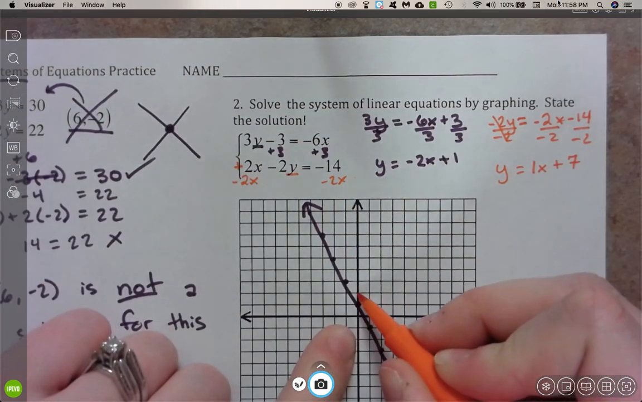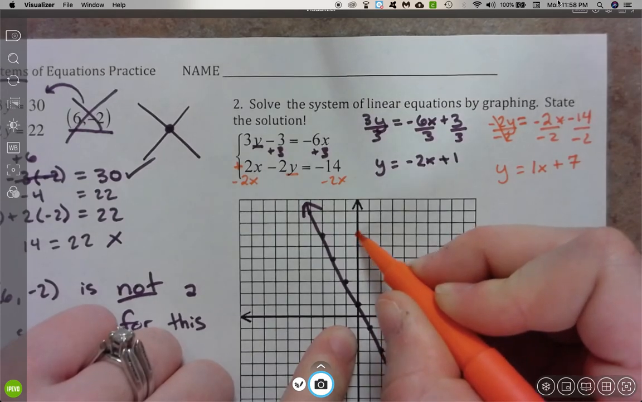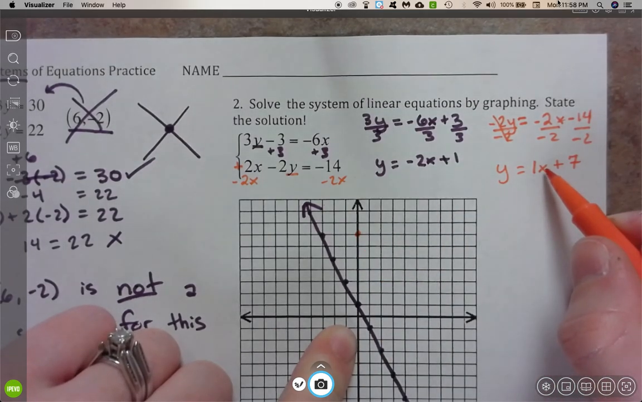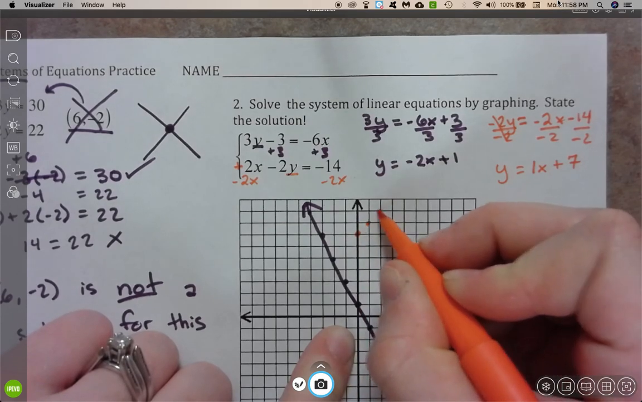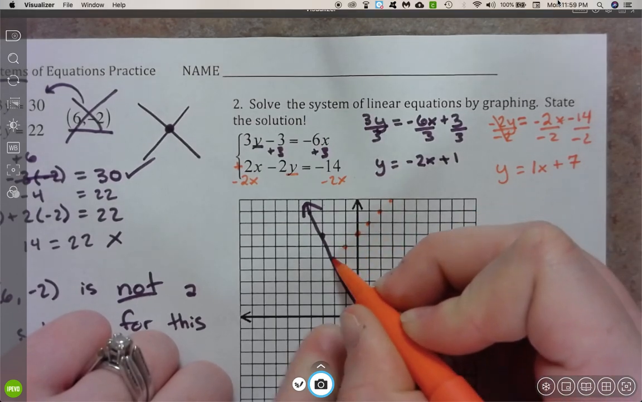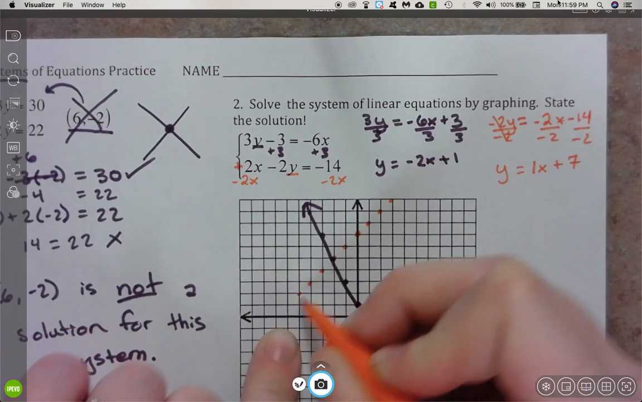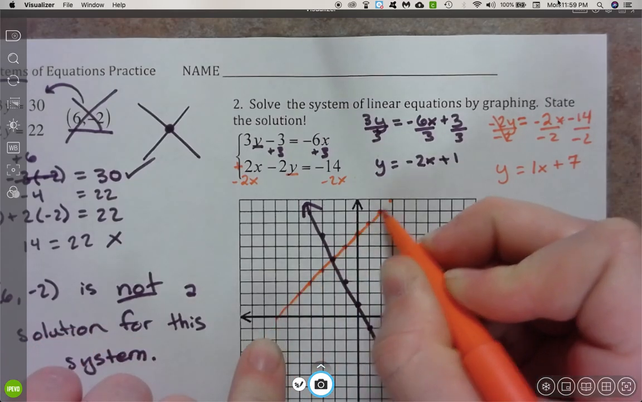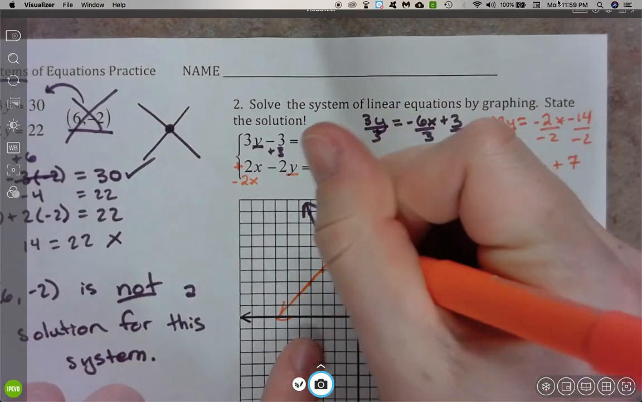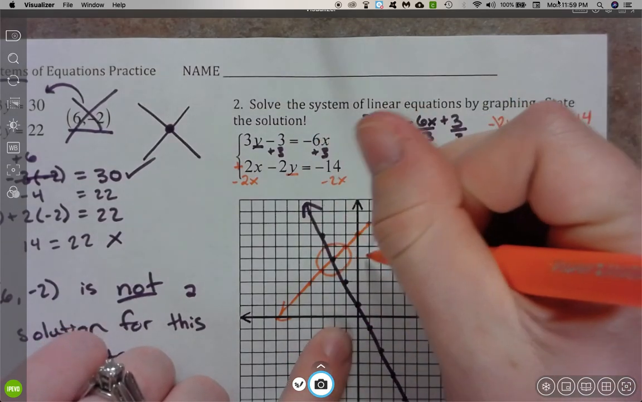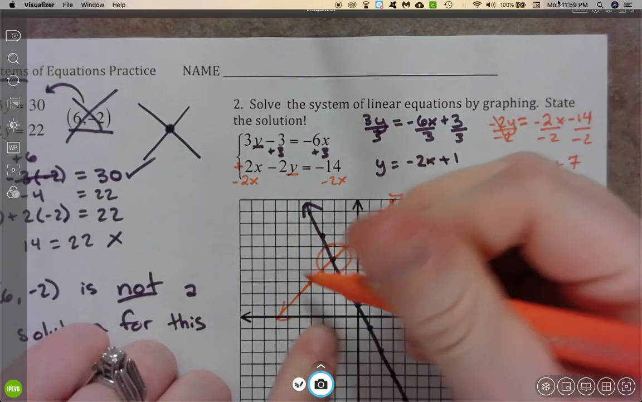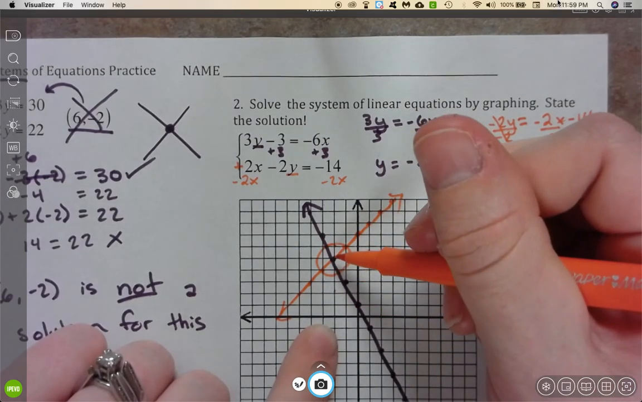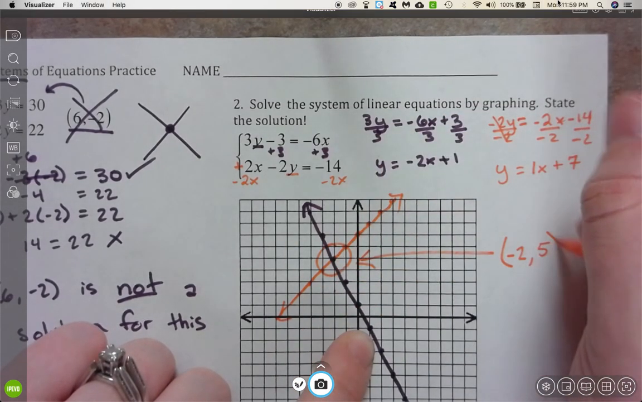2, 4, 6, 7. And I'm going to go up 1 over 1. Up 1 over 1. Okay, this is a positive slope, so up 1 to the right 1 is how I'm going to do this. And I can already kind of see where they're crossing each other. Okay, and it is at this point right here, which looks like it's at negative 2 comma 2, 4, 5, negative 2 comma 5, I think is where they're crossing each other.